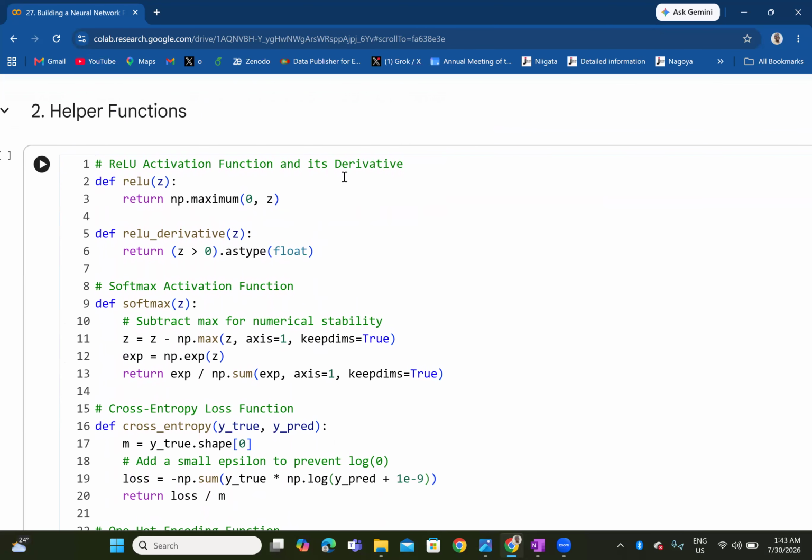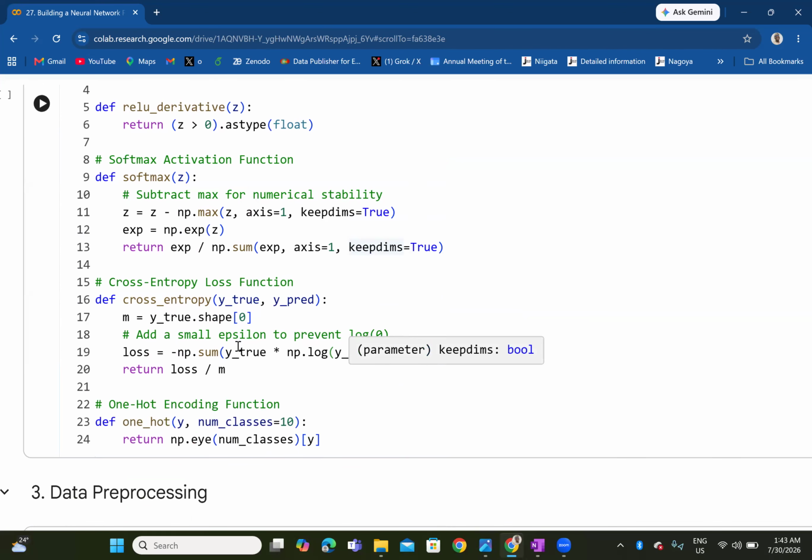ReLU activation function and its derivative. You define relu(Z), which returns the maximum, and you take its derivative, which returns Z greater than 0 as type float. Then you have the softmax activation function. You define softmax, which subtracts the maximum for numerical stability. So Z is now Z minus the maximum value of Z, and then you take the exponent of Z and return the exponents over the sum of the exponents, which we know gives us the softmax.